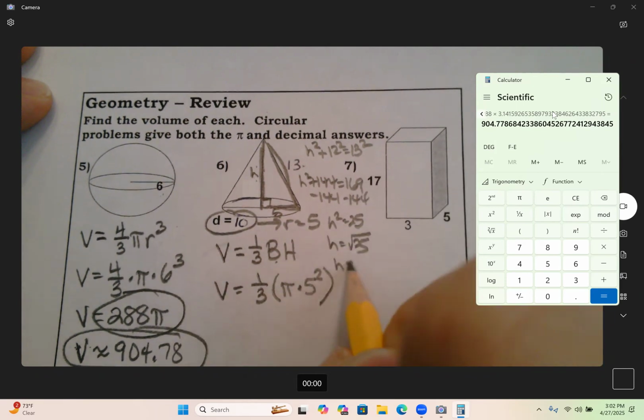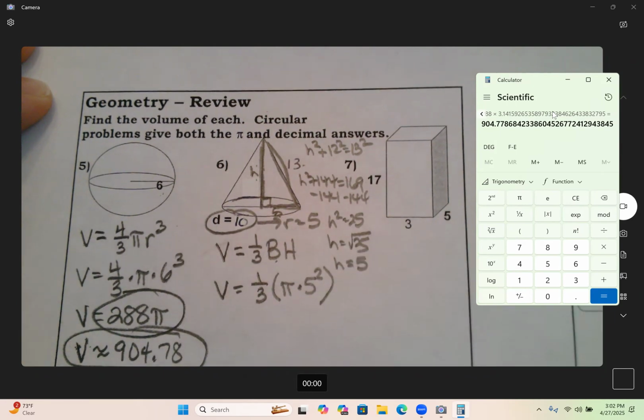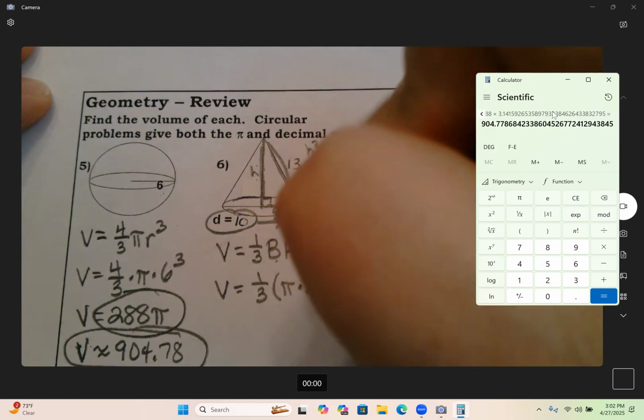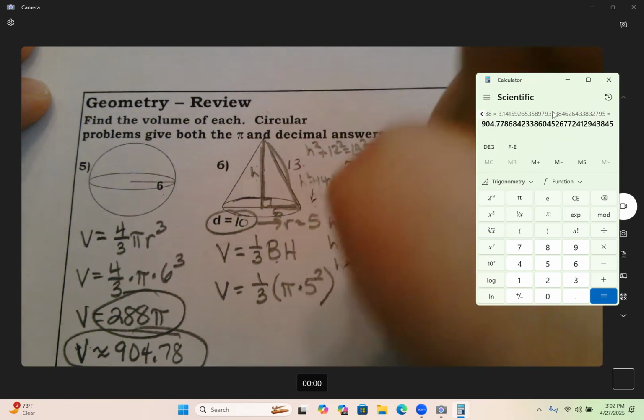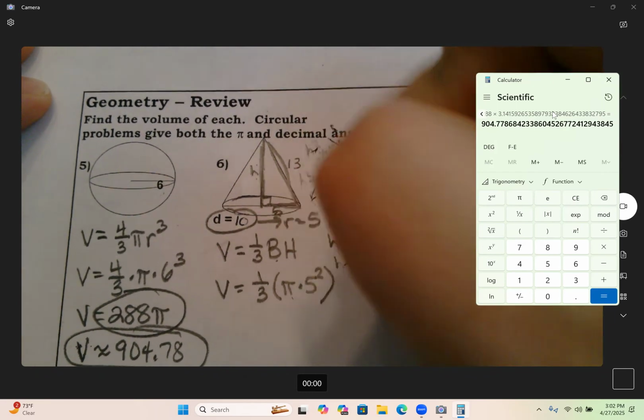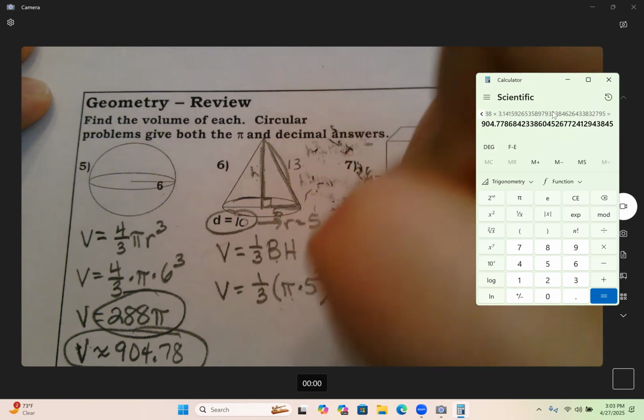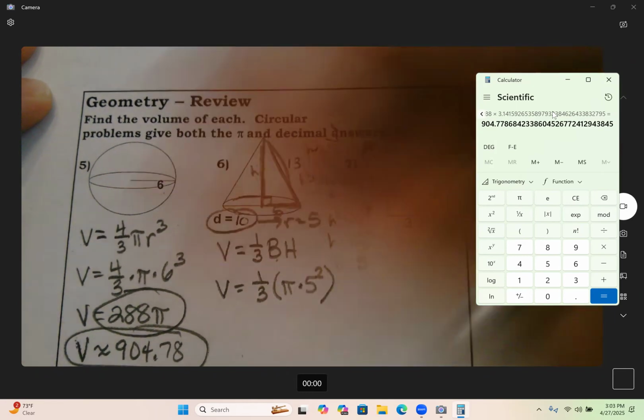So the height of this cone is, oh, I'm sorry. I messed that up. Let me go back a minute. I'm solving the problem because I kind of know what the answer was. Let me go back and try that again on the height.